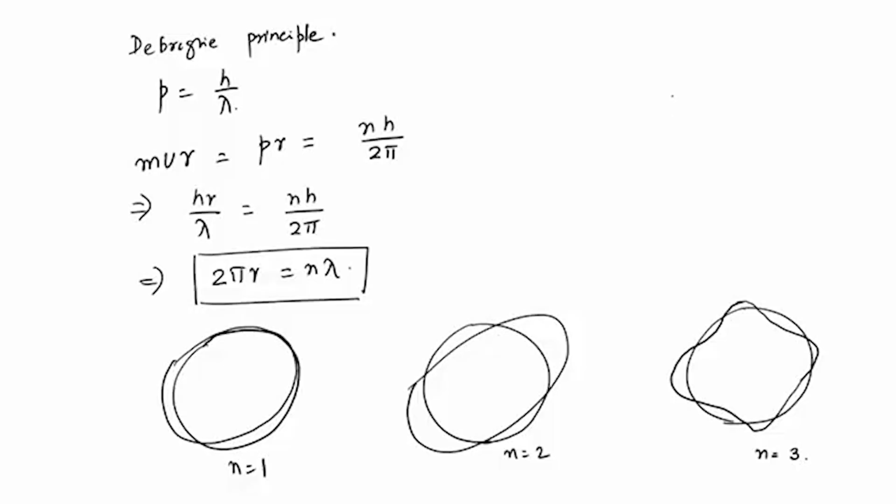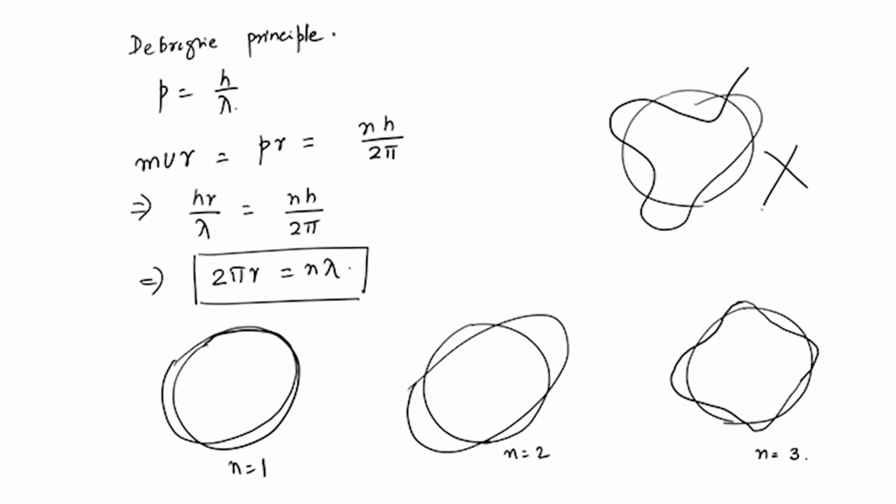So, it cannot happen that they do not join, say if I draw another one like this and so on, that cannot be true. It does not have an integer number of wavelengths, whereas the other ones have. So, this is something that physically connects the reason that, for the stability of these atoms, Bohr proposed this postulate of the quantization of the angular momentum.